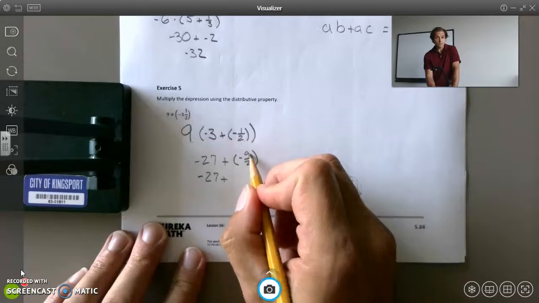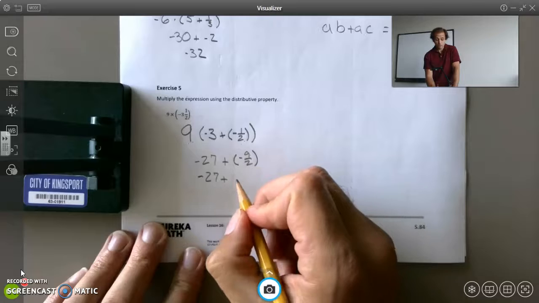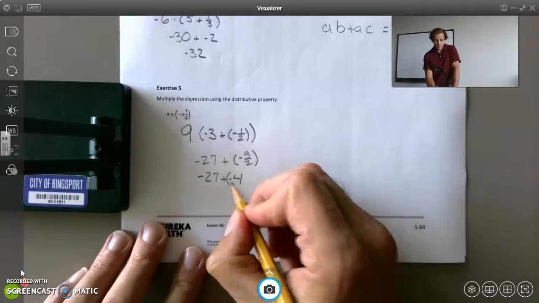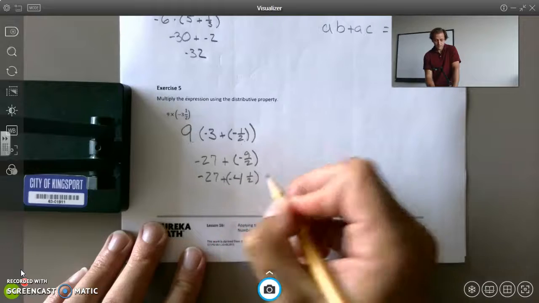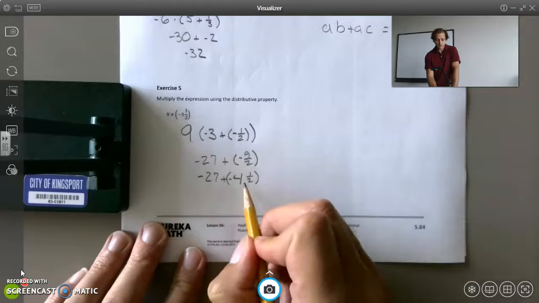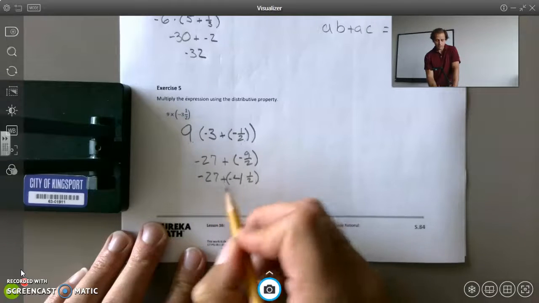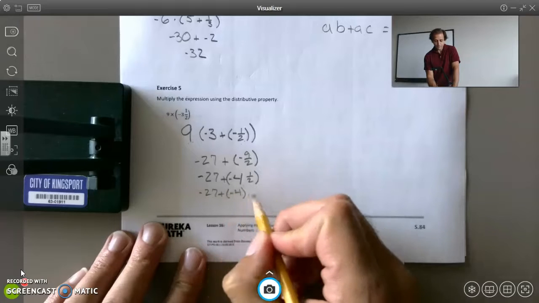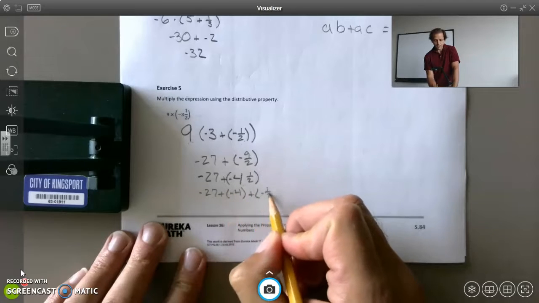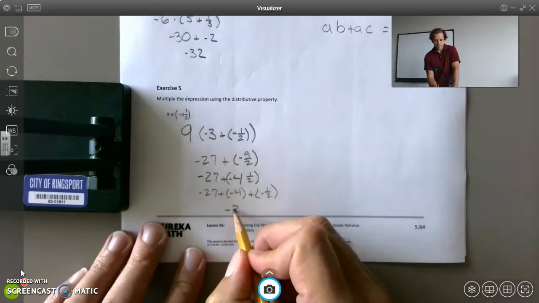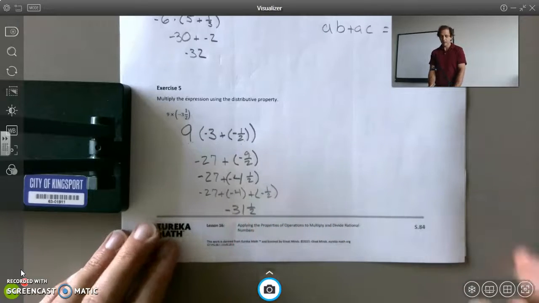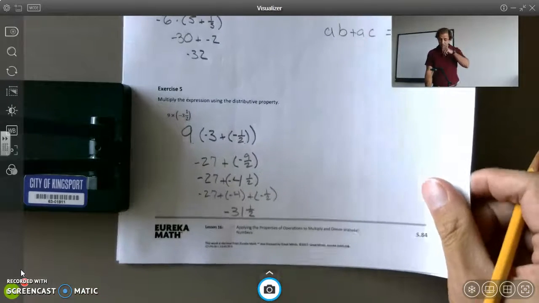2 goes into 9 4 times with 1 left over. So I get negative 4 and 1/2. Negative 27 plus negative 4 and 1/2, and that's going to give me negative 31 and 1/2. All right. Now, let's look at the next example.